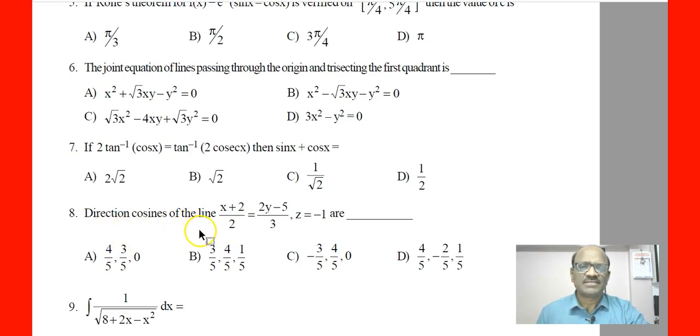Direction cosines of the line: (x plus 2) upon 2 is equal to (2y minus 5) upon 3, and z is equal to minus 1. Now here the value of A is 2, B is 3, and C is 0, because there is no next term, therefore we treat that as 0. Now we will find the direction cosines. The examples are very easy. A upon the square root of A square plus B square plus C square, B upon the square root of A square plus B square plus C square, and hence we will get the direction cosines. Again, this is a very simple example.